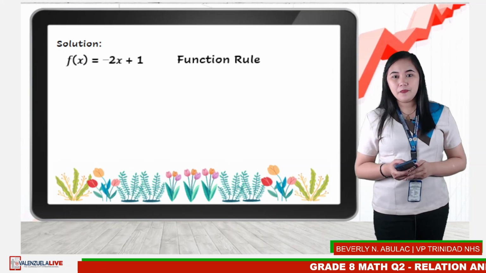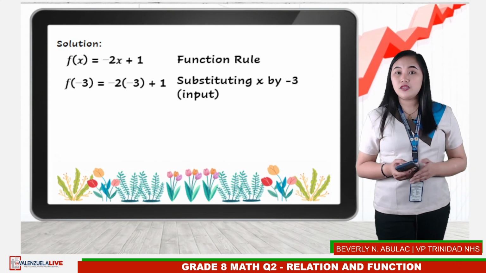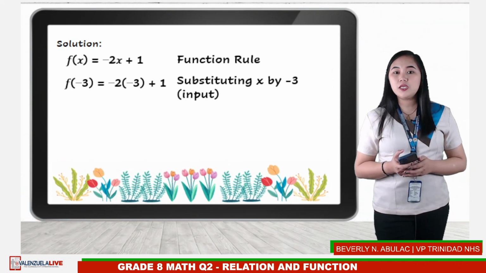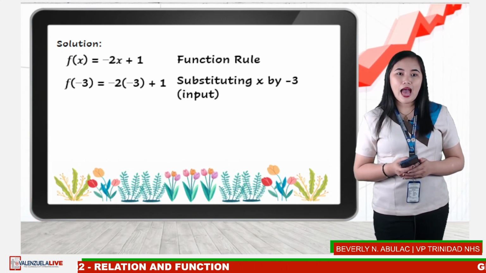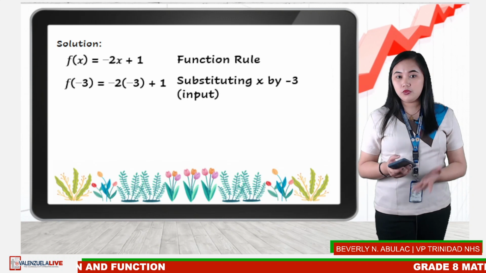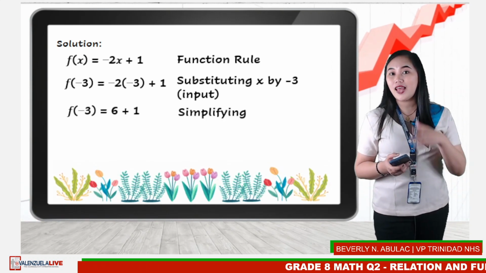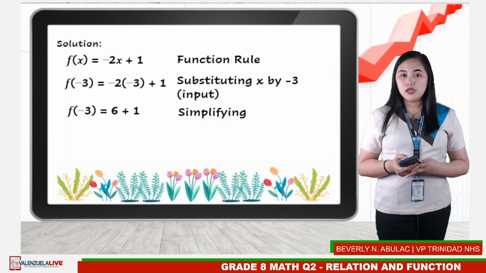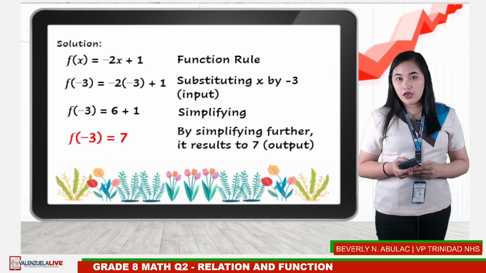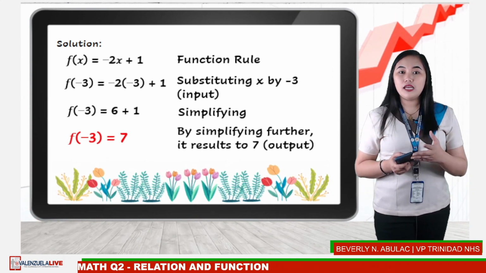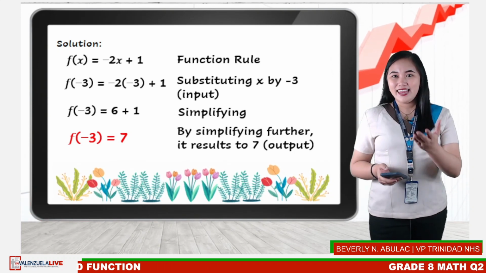Next, for letter B, we have the function rule f of x equals negative 2x plus 1. So by substituting x by negative 3, we have f of negative 3 is equal to negative 2 times the quantity negative 3 plus 1. So by simplifying, we have f of negative 3 is equal to 6 plus 1. Then by simplifying further, it results to 7. Therefore, f of negative 3 is equal to 7. Now, is it clear?